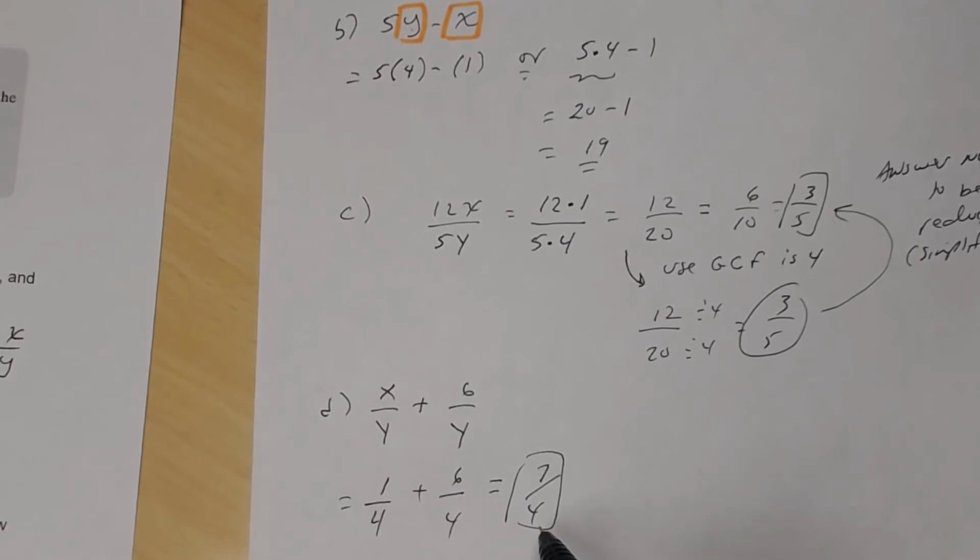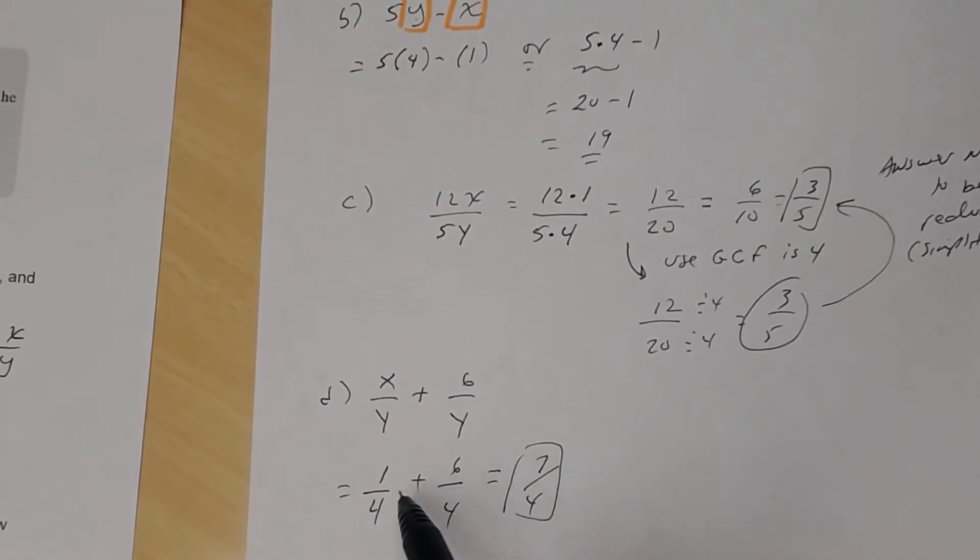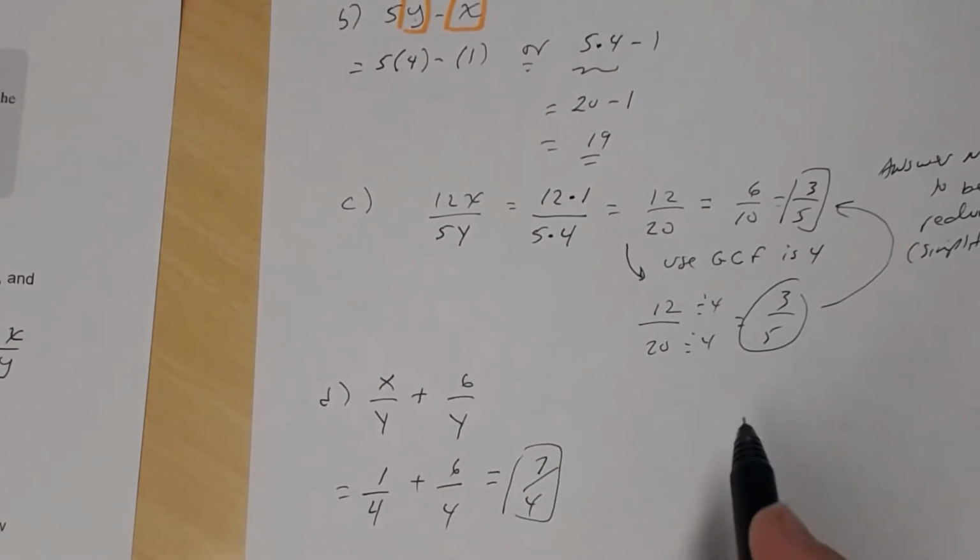Okay, so just be careful when you add or subtract fractions. Think of these as partitions. So you're partitioning a group of something into a group of 4. You're taking one of them. You're partitioning 2 things in a group of 4. You're taking 6 parts of these, and when you add them, you get 7 parts of 4. Okay. All right.